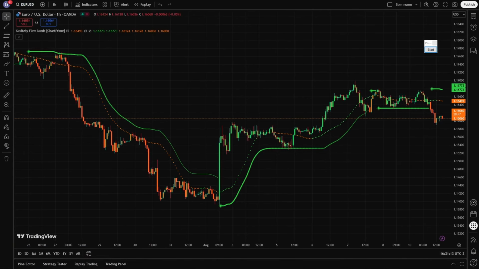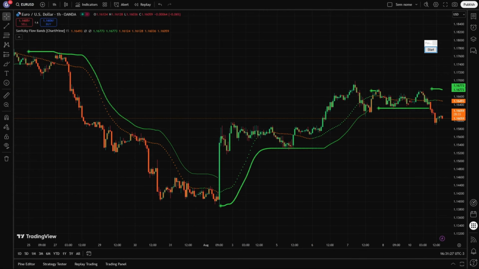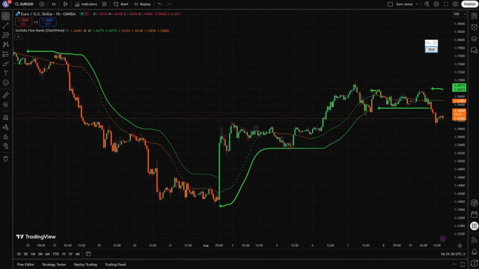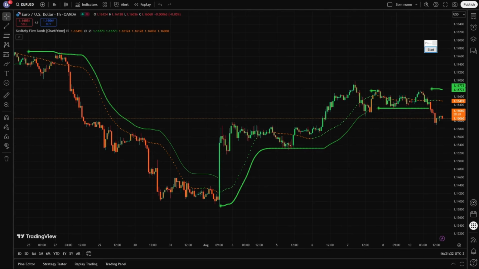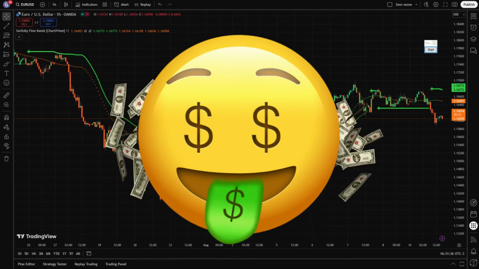But what is the SAVITSKY FLOW BANDS? It's not just another ordinary indicator. It uses a special mathematical method called the SAVITSKY filter, which smooths out the price and eliminates much of the market noise, but without the typical lag of traditional moving averages. This means faster signals and a more accurate reading of the trend.